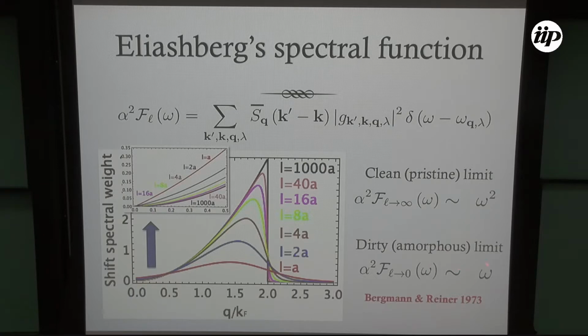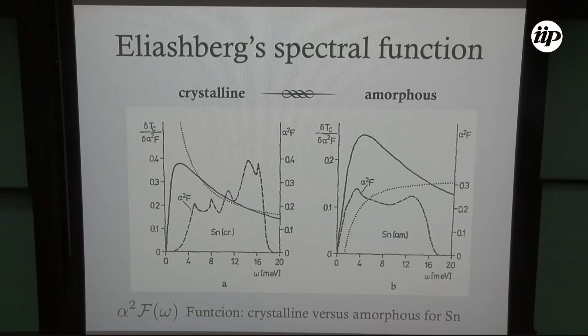It's a well-known result by Bergmann and Rainer since '73 that in amorphous superconductors, the spectral function should go linearly with the frequency. So we see that as we introduce more and more of these amorphization defect agglomerates, L is decreasing. We have a shift of spectral weight from higher frequencies to low frequencies. So there is a softening, as I said in the beginning, of the phonon spectrum. This is again well known. I give you an example here.